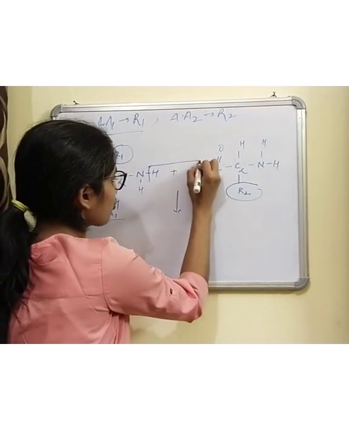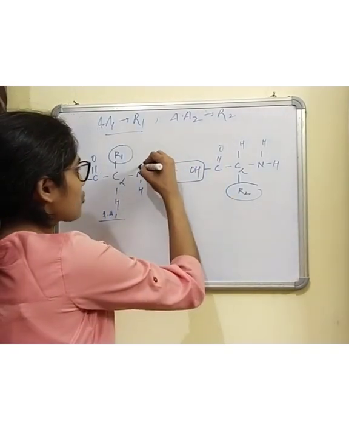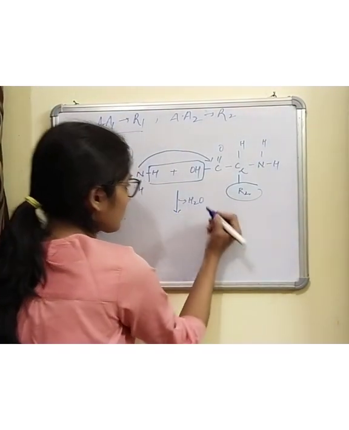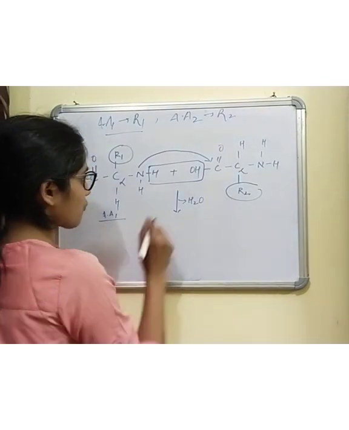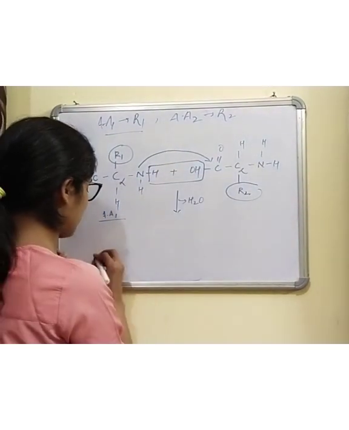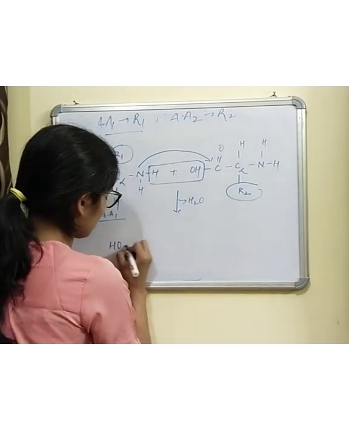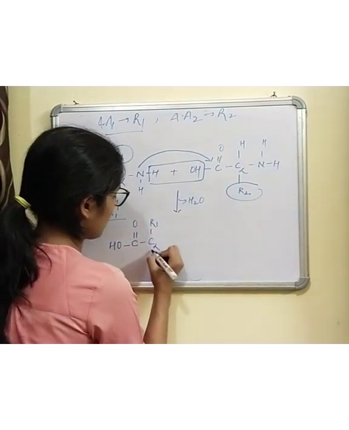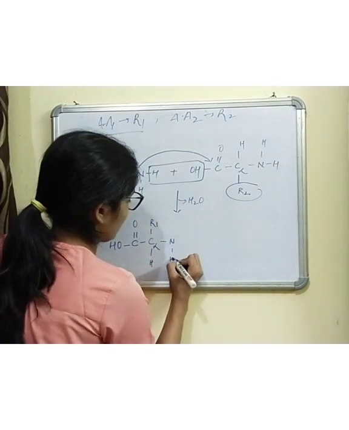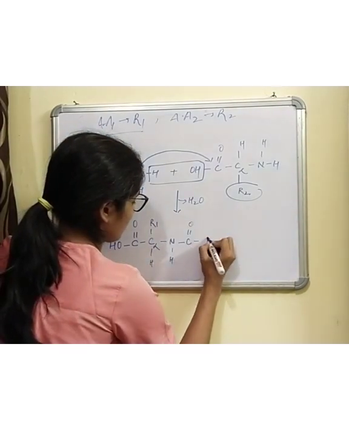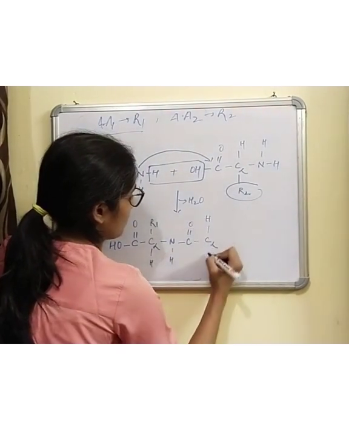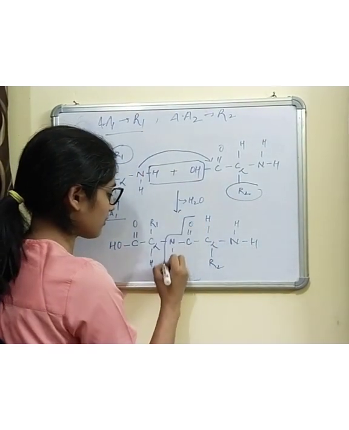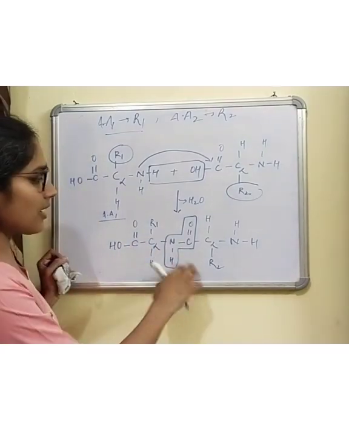There is an electrophilic amide substitution reaction, and one molecule of water is released, and a bond is formed between N and C. This water molecule is released, so the peptide bond is formed, and this bond is known as the peptide bond.